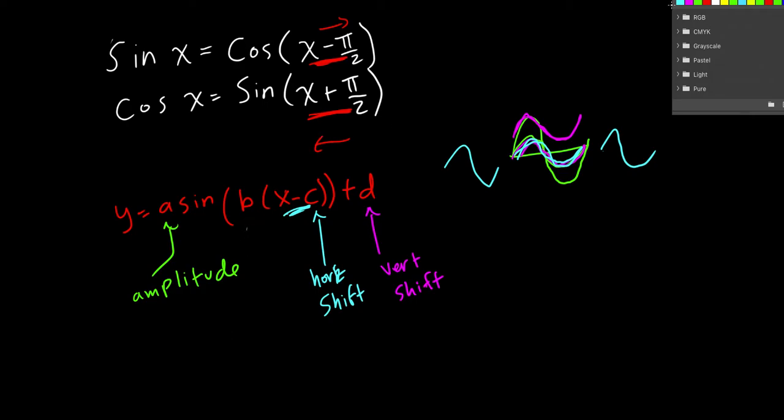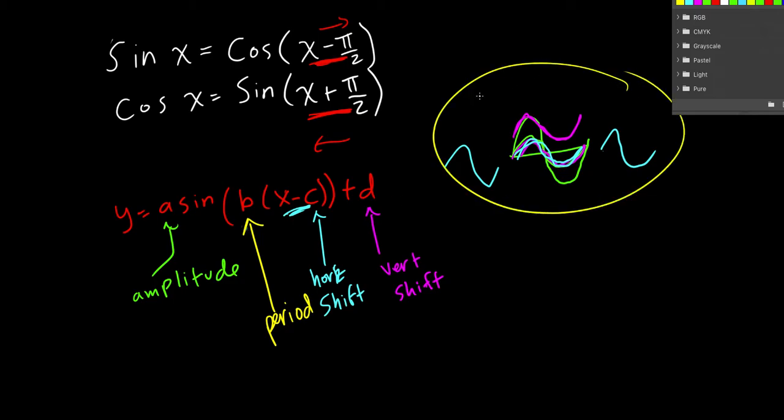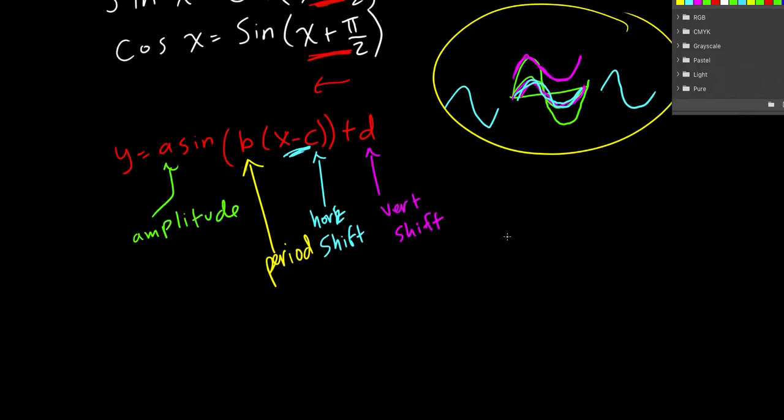Okay, and then finally, that B out in front right here, it affects the period. So it's either going to repeat sooner, like more often than every 2 pi, or less often, depending on how that works. And we'll talk more specifically about that in the context of an example. Okay, that's just a general overview. Now let's try one of these.